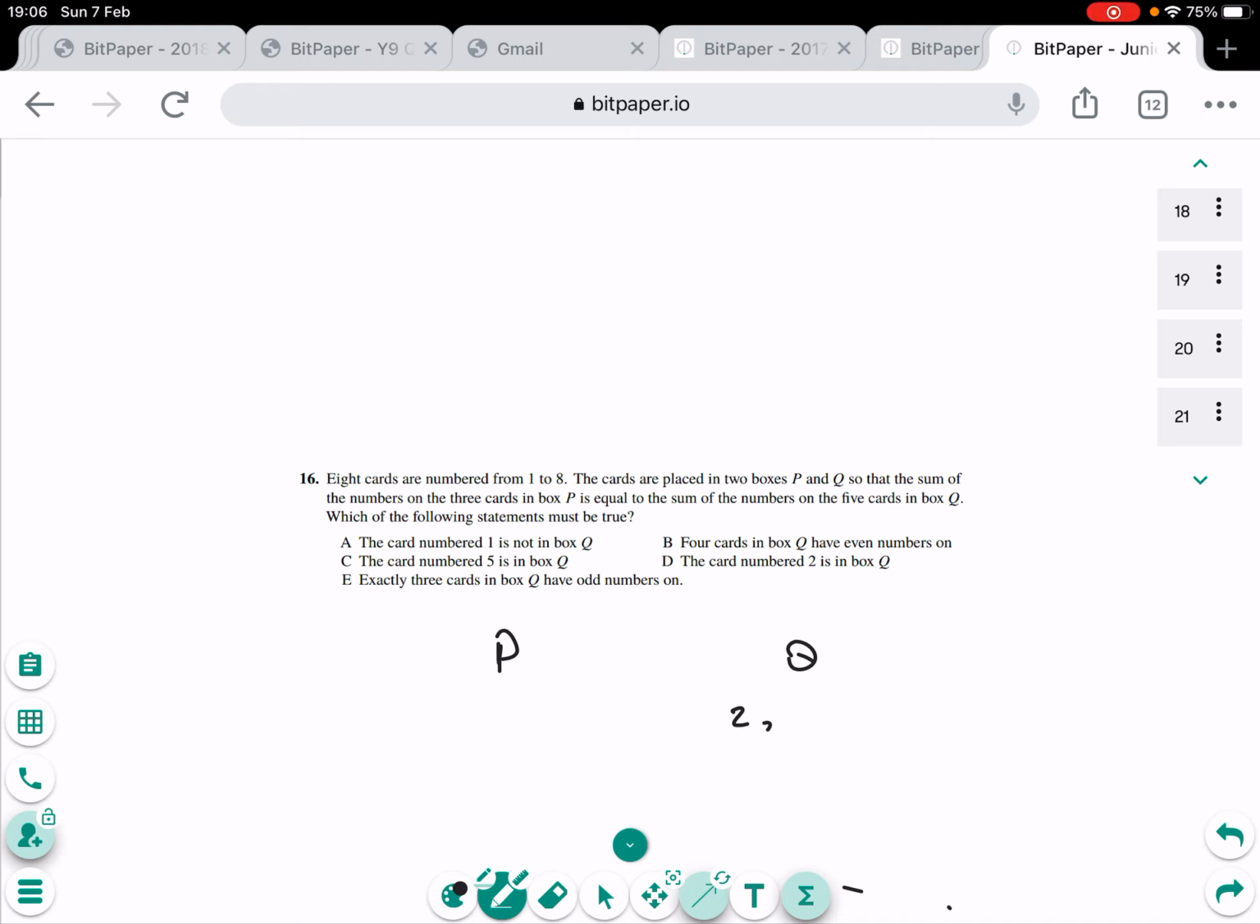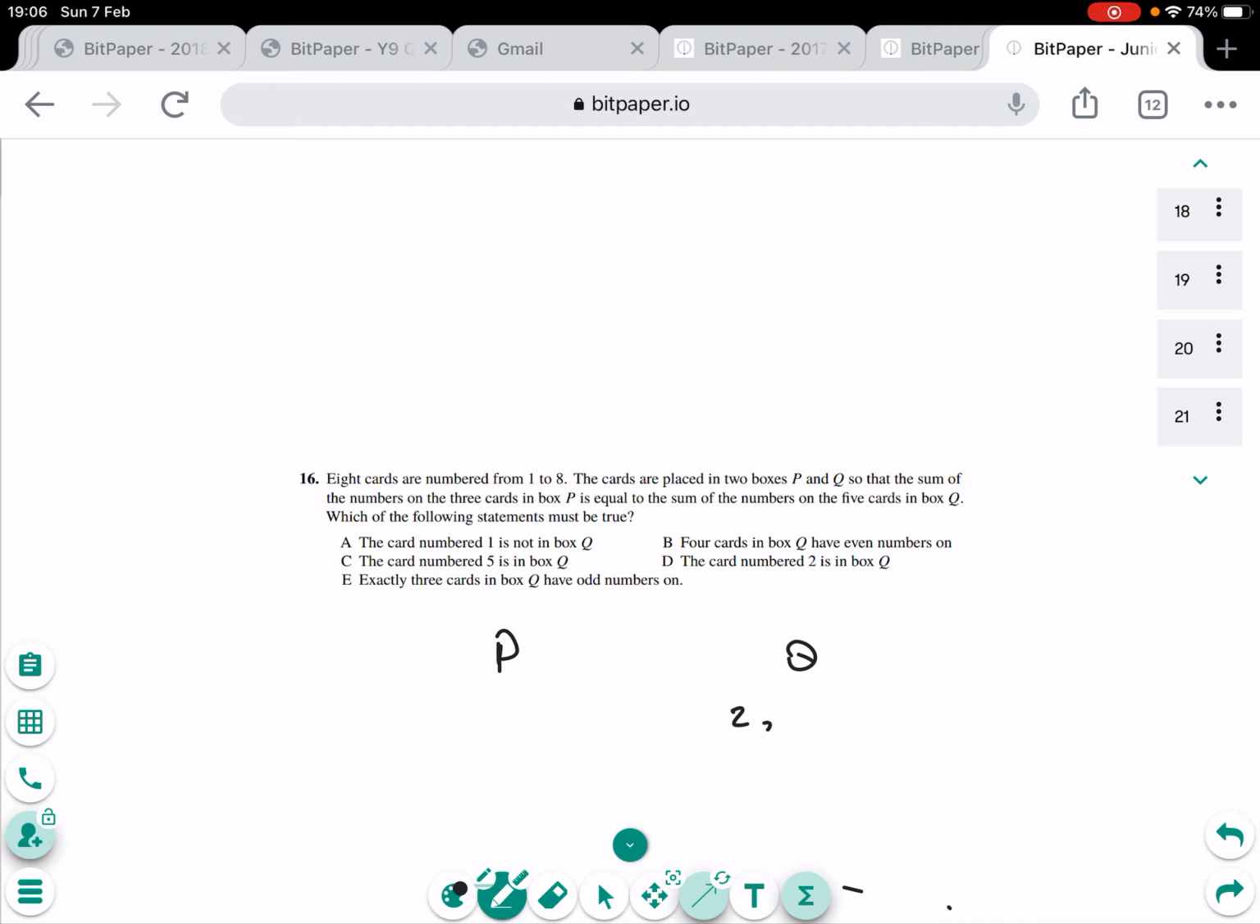Wait. 1, 2, 3, 4, 5. If you add that up, it becomes 15, and 6, 7, 8 becomes 21. That's overpowered. So you know that there has to be something small. Wait, 7 and 8, 15, 16. I might have found something. No, wait.